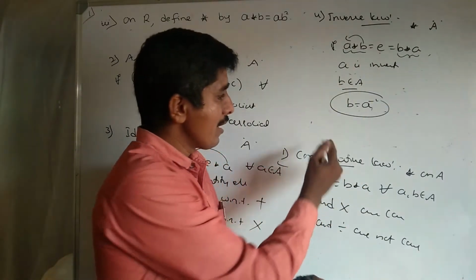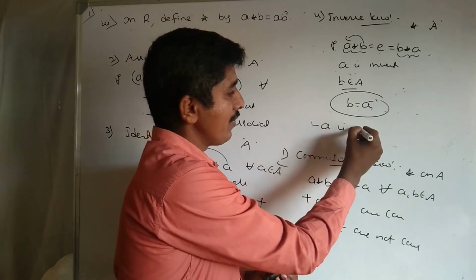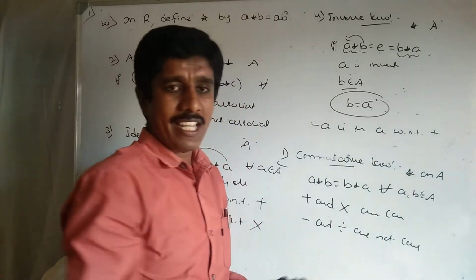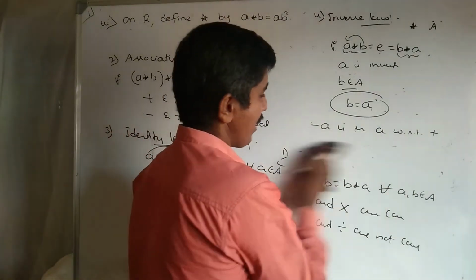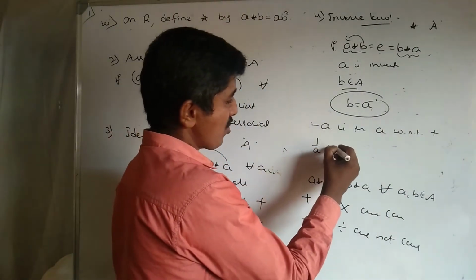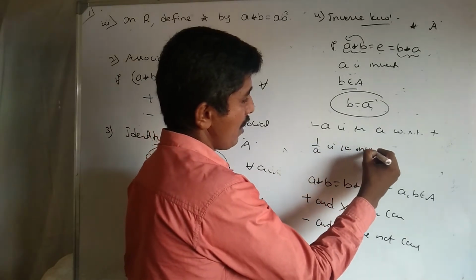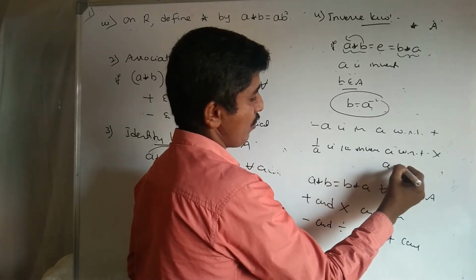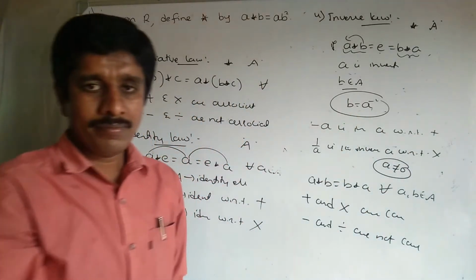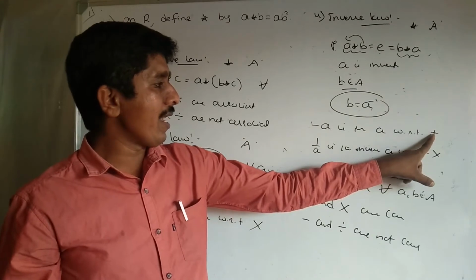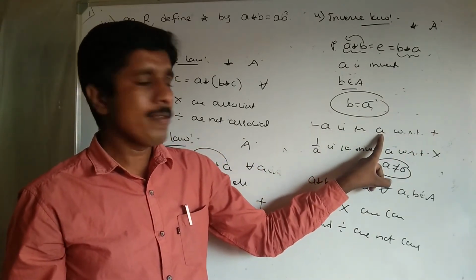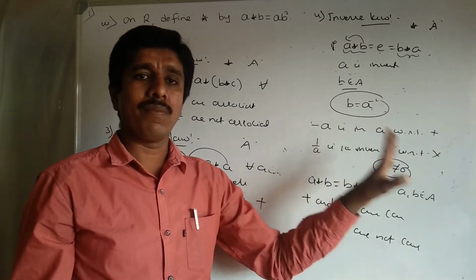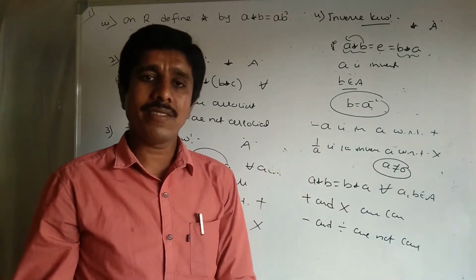Mind it. Clearly, minus a is called the inverse of a with respect to addition. With respect to multiplication, 1 by a is called the inverse of a, but here a is not equal to 0. Very important. With respect to addition, minus a is called the inverse of a. With respect to multiplication, 1 by a is called the inverse of a, on the set of rational numbers, real numbers.